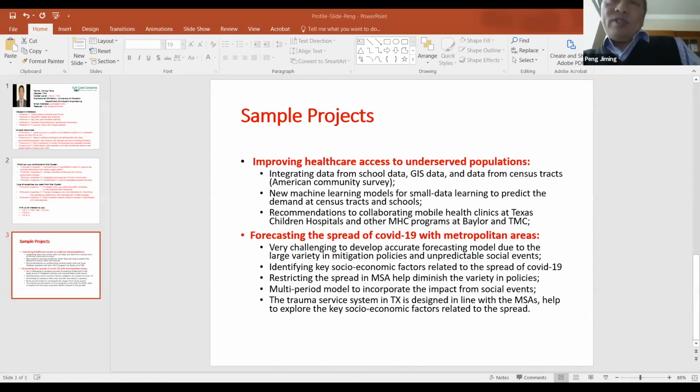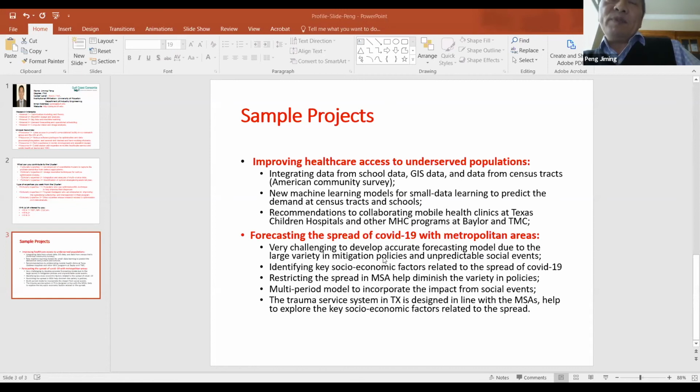So here are just some sample projects I already mentioned. The very first one is improving healthcare access to underserved populations. That's a project we worked on with colleagues from Texas Children's Hospital, and also HISD and Texas Medical Center.